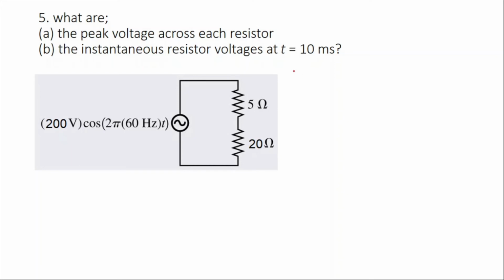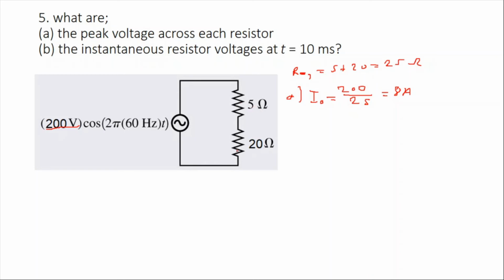So for this, first we need to find the equivalent resistance, R equivalent, which is 5 plus 20 equals 25 ohms, the total resistance. Since we are going for A, we need to find the peak voltages. That's why first we need to know the peak current. The peak current, I0 or I max, is going to be the peak voltage 200 divided by the total resistance 25, so the peak current will be equal to 8 amperes.